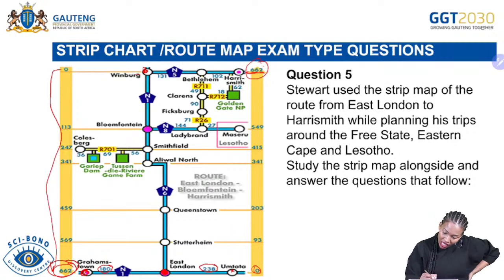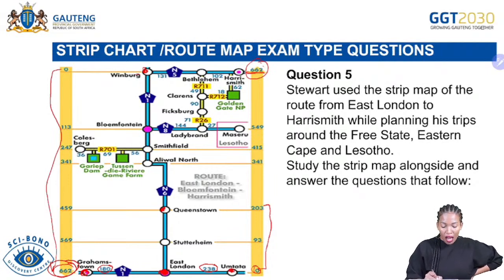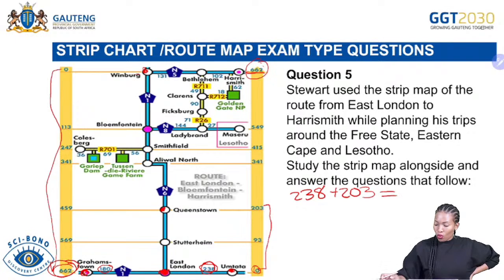Let's say you wanted the distance from East London to Queenstown. The distance from East London to Queenstown would be 0 up to there. It would be 203 kilometers. If maybe I wanted the distance from Umtata to Queenstown, you will say from Umtata to East London, it is 238. And then from East London to Queenstown, it is 203. And then you get the total, which equals 238 plus 203. It gives us 441 kilometers. So the distance would be 441 kilometers.